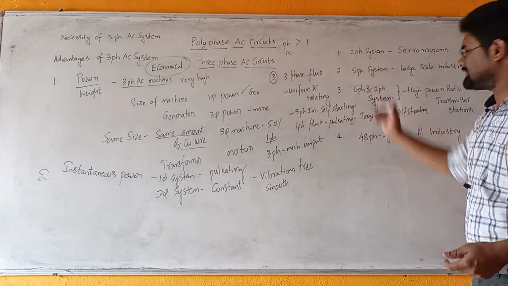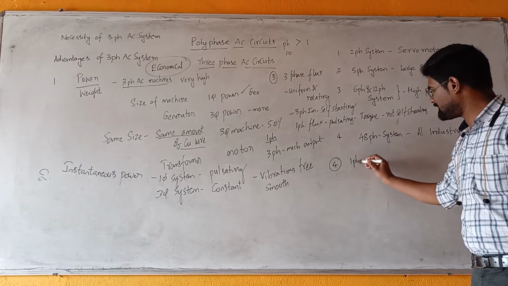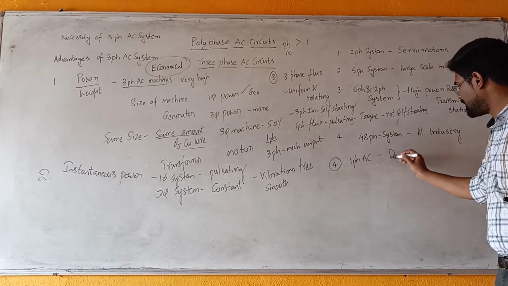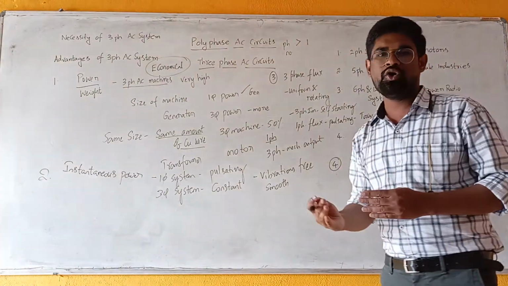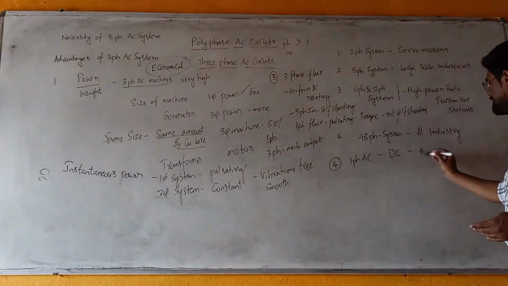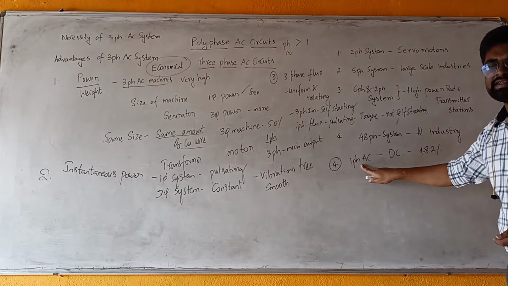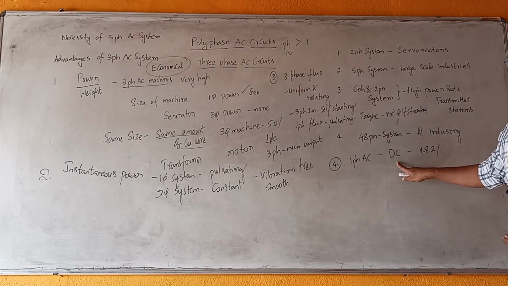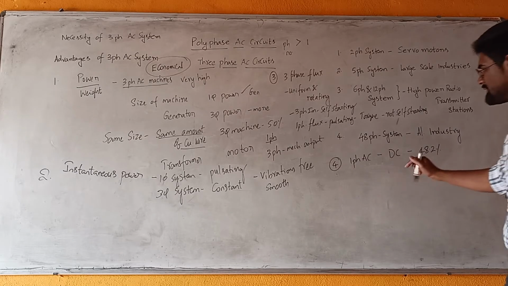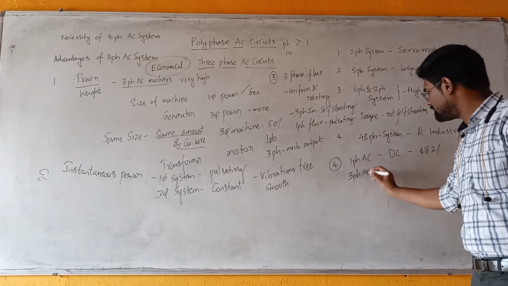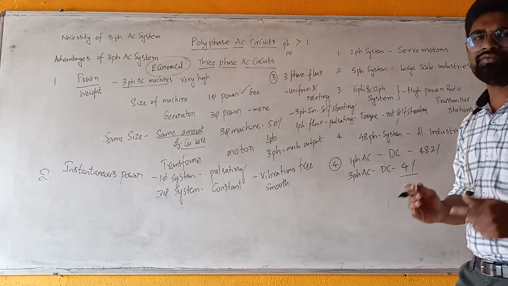Not only these reasons, there is one more important reason. If you take single phase AC supply and convert it into DC supply, we will get a ripple content. I mean, in the DC output, the ripple content is 48.2%. Whereas if you convert 3-phase AC supply into DC supply, the ripple content is only 4%.